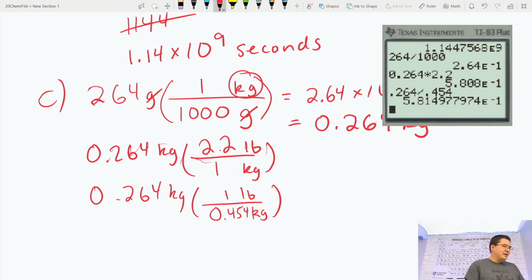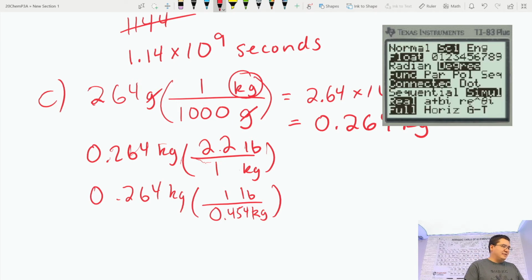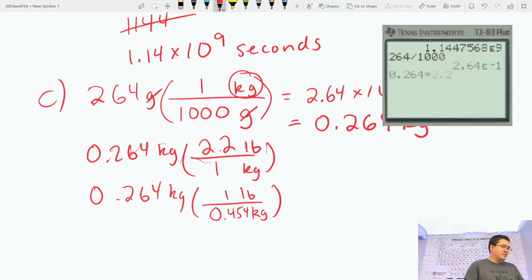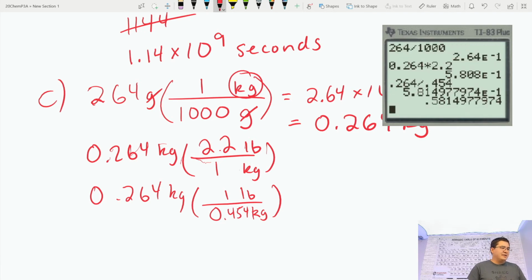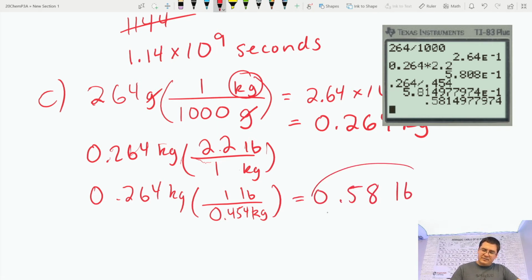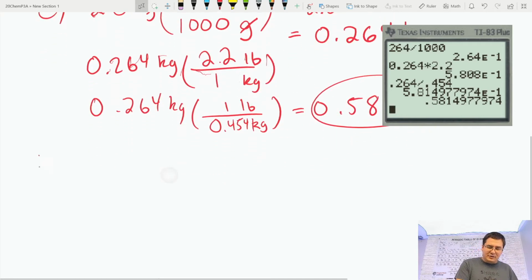5.8 times 10 to the minus 1. And again, if you're not liking the scientific, you'd go to normal. Let's go back out. So it's 0.58. Okay. So that is how much the pear weighed. It weighed a little over half a pound. And I got two more.